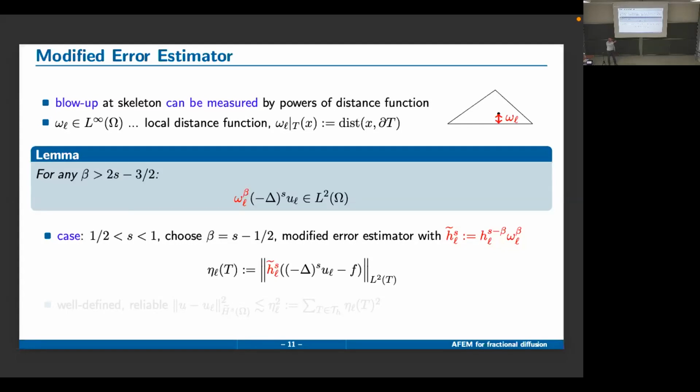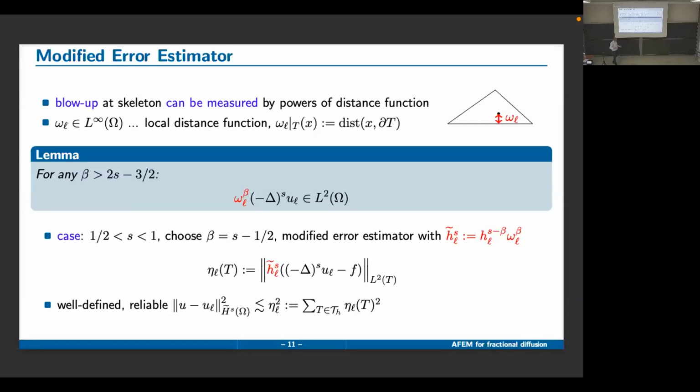So you can always bound this local distance function by the local mesh width. So this is actually something smaller than the classical residual error indicator, which you have to do because the other one would be infinity for this case. I call it the modified error estimator, which is lower than the classical residual error estimator, but we can still show that, first, it's well defined by this lemma, and second, we still have reliability. It's still an upper bound for the error.